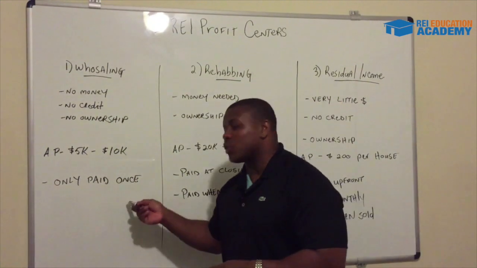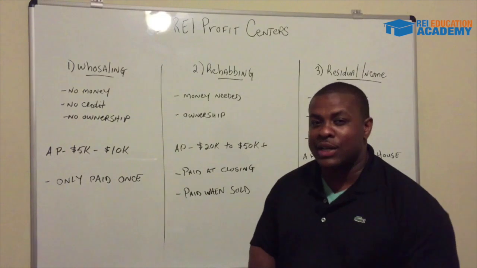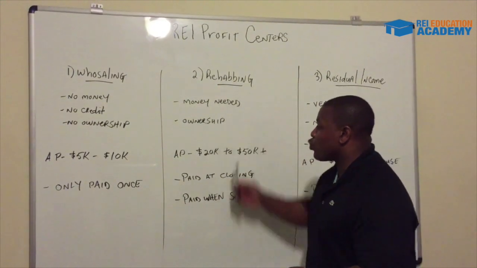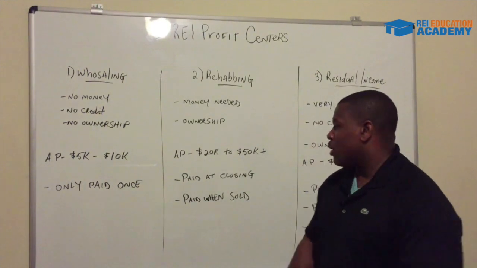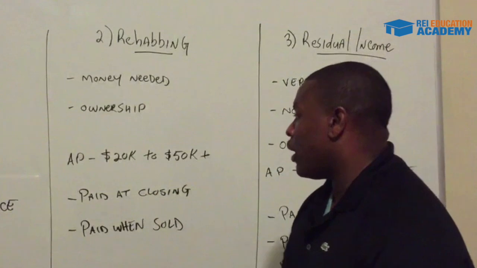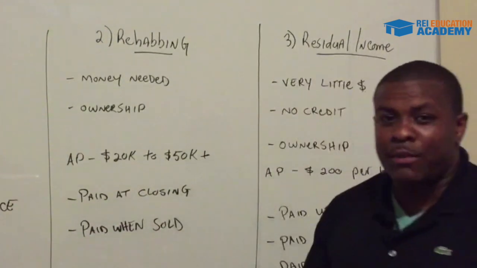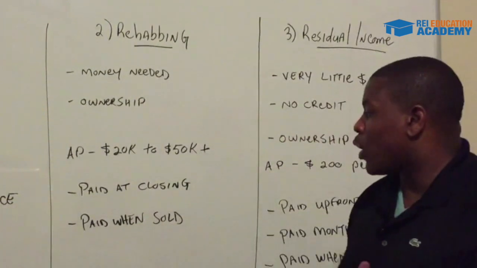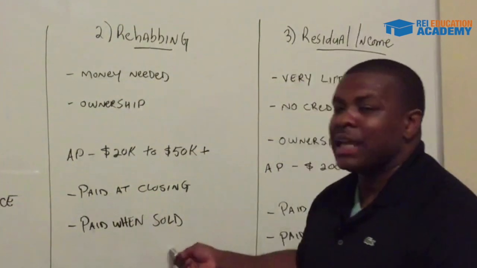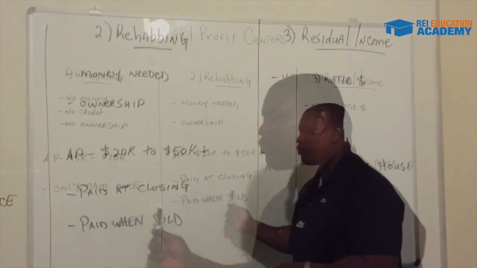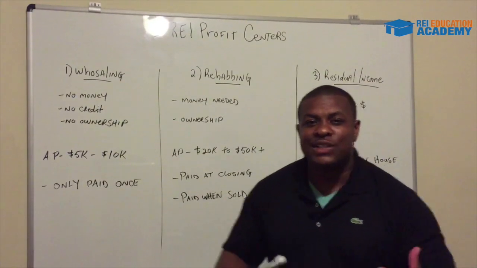So you're only as good as your last deal. You're always going to have to constantly hustle for more deals. When it comes to rehabbing real estate, you can get paid twice on these deals. Basically, you get paid at the closing table. You take some of your profit up front from the closing, and then you can get paid when you sell the property. The beautiful thing about taking some of your profit up front is it's tax-free money.